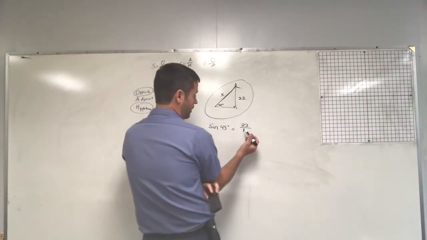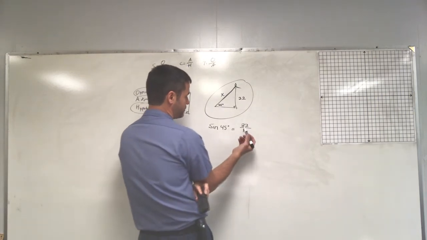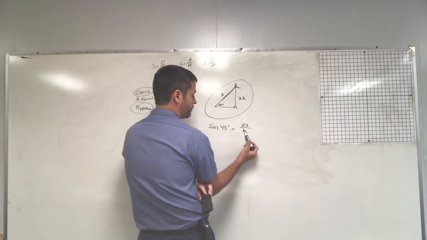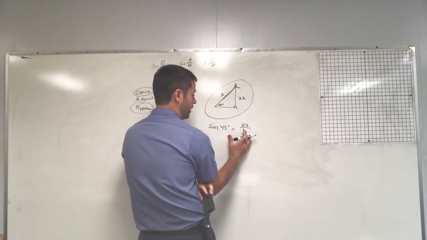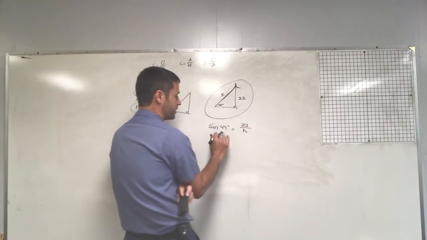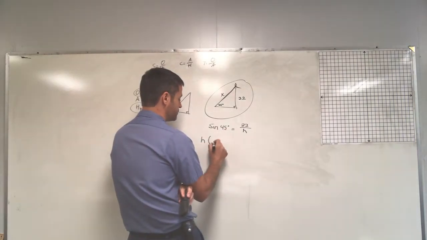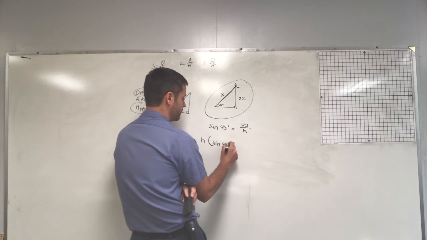Get H by itself, and this is one way to do it. Here's your equation. To get H by itself, the first step is, since this is divided by H, let's take both sides times H, which puts H over here. H times the sine of 45 degrees is equal to 22.